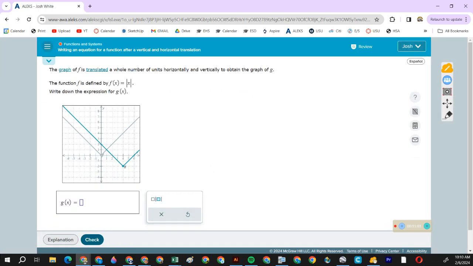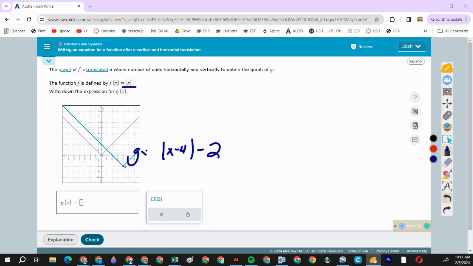Something similar. I have an f function and a g function. I know the equation of the f function is just the absolute value of x. So what is the equation of the g function? Well, on the x-axis, we have moved right 4, which would be minus 4 on the inside, and down 2. So that is my g function. g of x is the absolute value of x minus 4, minus 2.